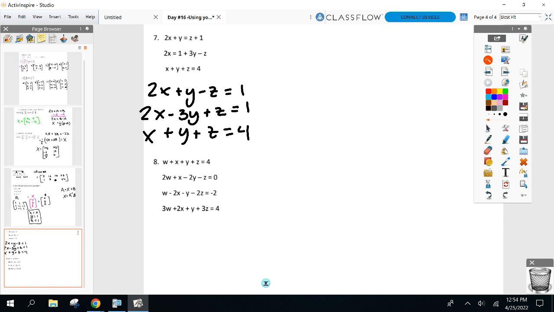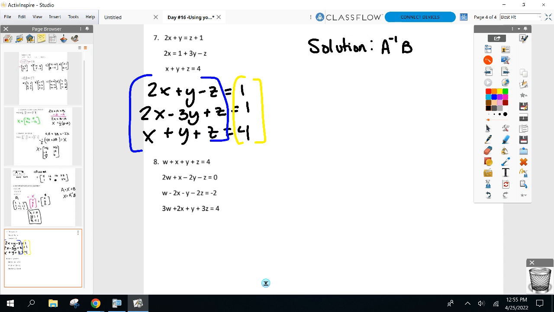Make your matrix A with all the numbers in front of the variables. Matrix B is your answers, what you'd like them to be equal to. And again, remember the solution is taking the inverse of A and multiplying it by B. So I'll let you guys play around on your calculator right now.